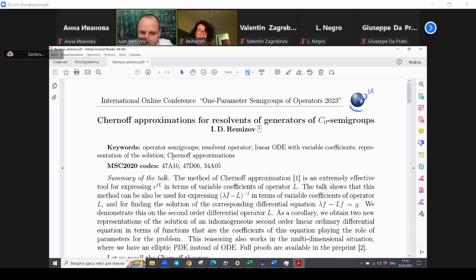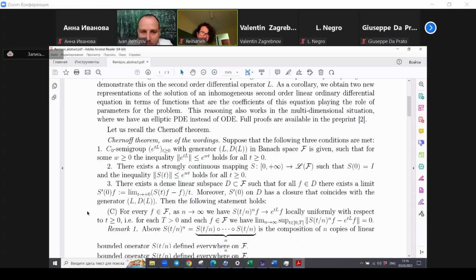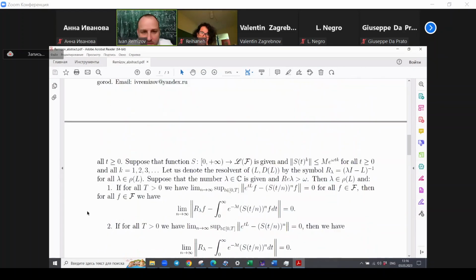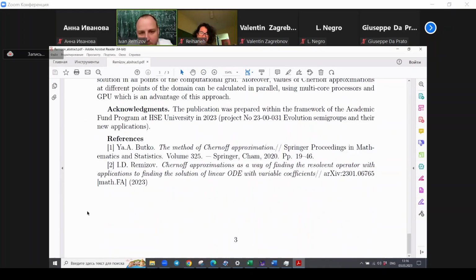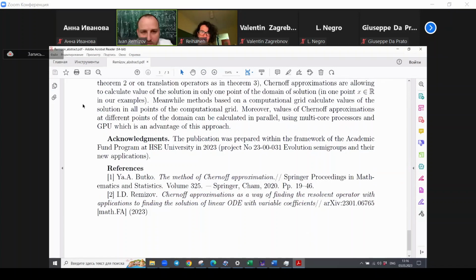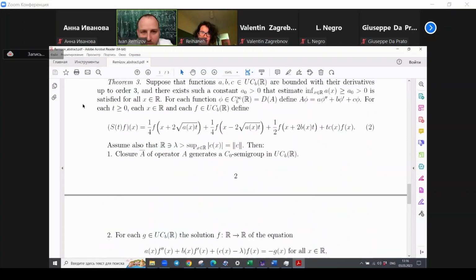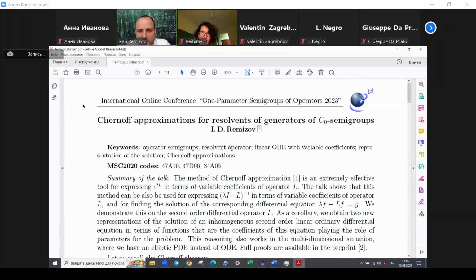Is it visible? Is it readable? Yes, absolutely. Good. We have here 3 pages, which is the maximum recommended volume of the abstract. And well, I first will comment the title.